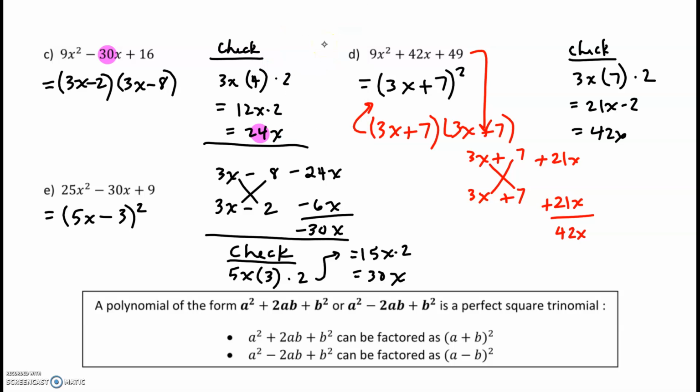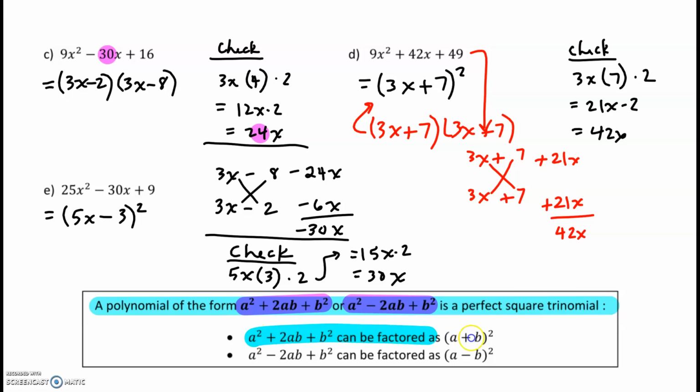All right, so a polynomial in the form a squared plus 2ab plus b squared, or a squared minus 2ab plus b squared, is a perfect square trinomial, and it can be factored as the following. And remember that we can do that check. So let's put that just on the side there to help you.